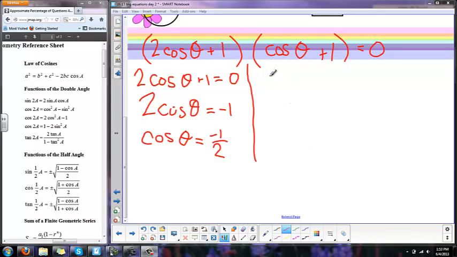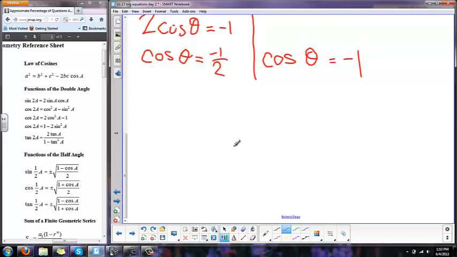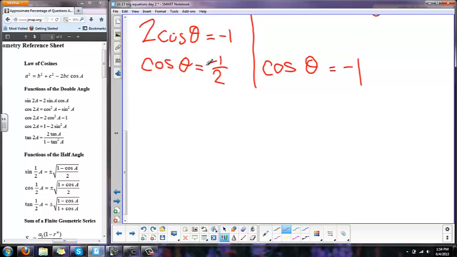We're going to keep going and just try to finish off this problem really quick. Cosine on the right hand side, cosine theta plus 1 is equal to 0. That means that my second answer is cosine theta is equal to a negative 1. Okay, so I'm going to have a bunch of answers for my theta, so let's try to figure this out. Cosine theta is equal to a negative 1/2.